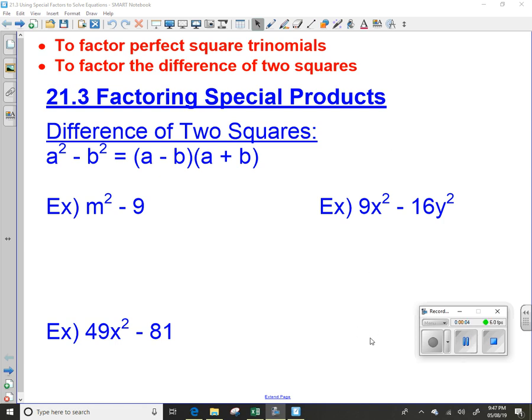Hello, here are our notes over Station 7 in our polynomials unit. We are now doing something we call factoring with special products.